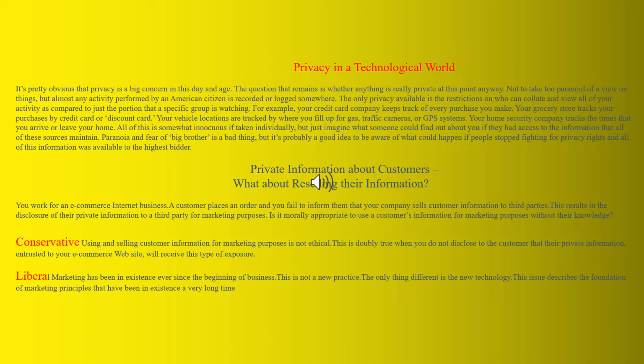Private information about customers. What about reselling their information? You work for an e-commerce internet business. A customer places an order and you fail to inform them that your company sells customers' information to third parties. This results in the disclosure of their private information to a third party for marketing purposes. It is morally appropriate to use a customer's information for marketing purposes without their knowledge.